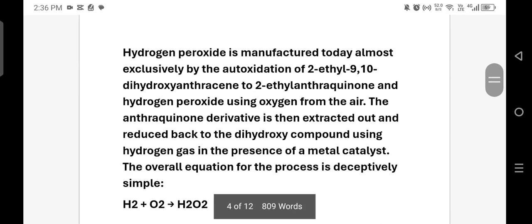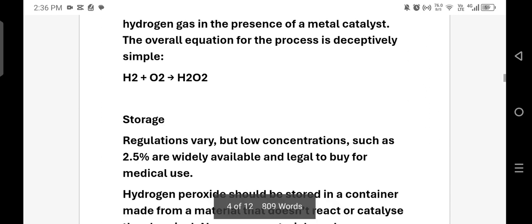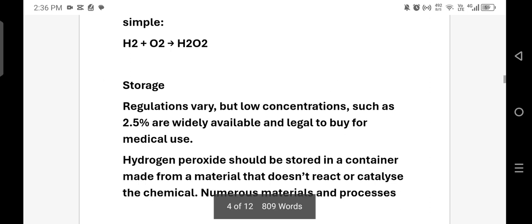Manufacture. Hydrogen peroxide is manufactured today almost exclusively by the auto-oxidation of 2-ethyl-9,10-dihydroxyanthracene to 2-ethylanthraquinone and hydrogen peroxide, using oxygen from the air. The anthraquinone derivative is then extracted out and reduced back to the dihydroxy compound using hydrogen gas in the presence of a metal catalyst. The overall equation for the process is descriptively simple and is given below.